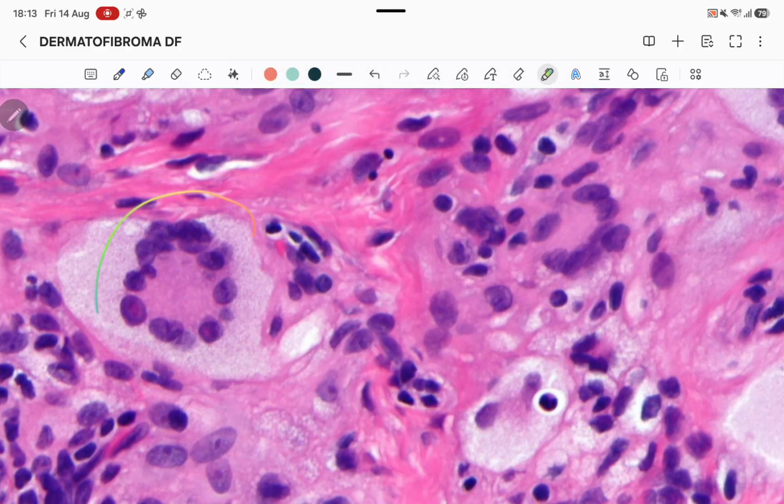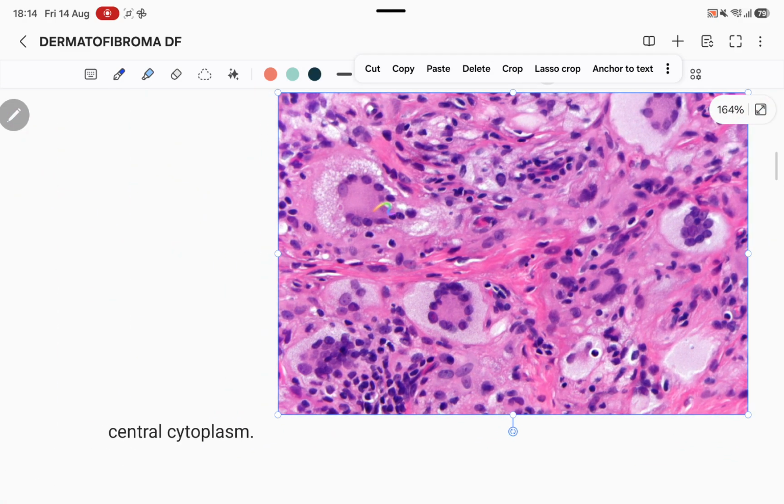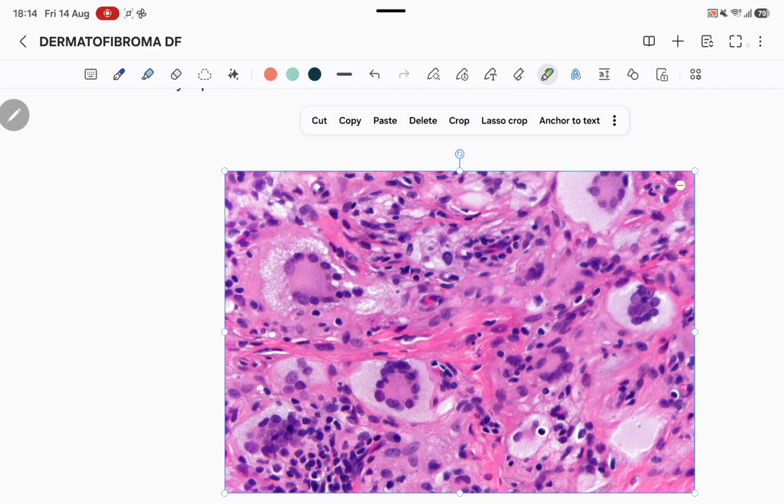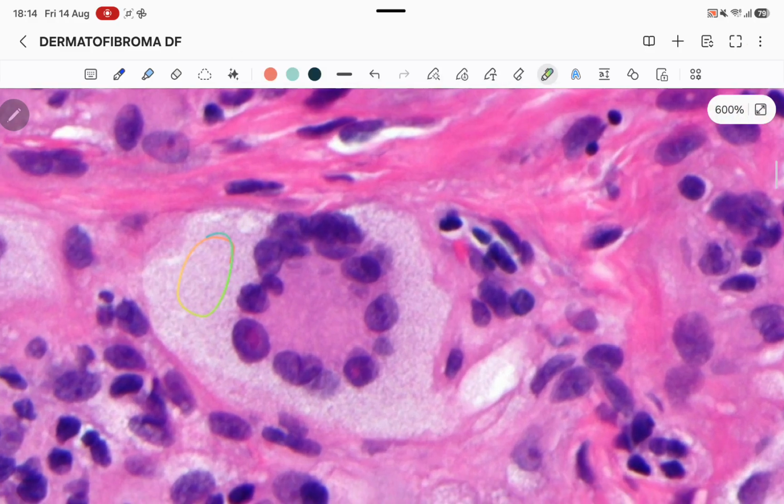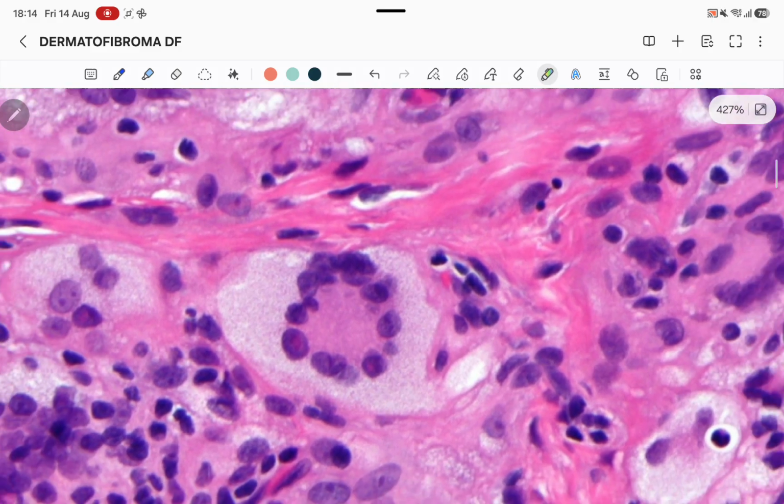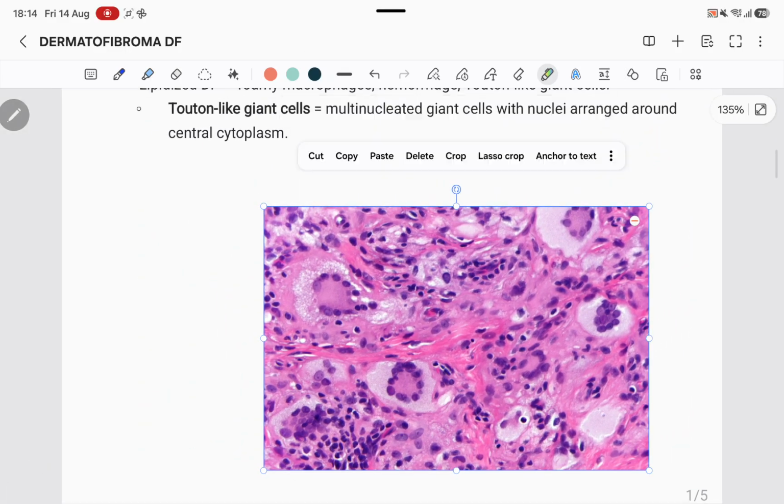So these are your totem cells. You have multinucleated giant cells with your nuclei on the edges and your cytoplasm in the middle. I'm probably wrong, I'm not really sure, because there looks to be a cytoplasm around them, so the nuclei could be in the middle and the cytoplasm in the periphery. But it looks like this. That's how you remember it when you look at it, basically.